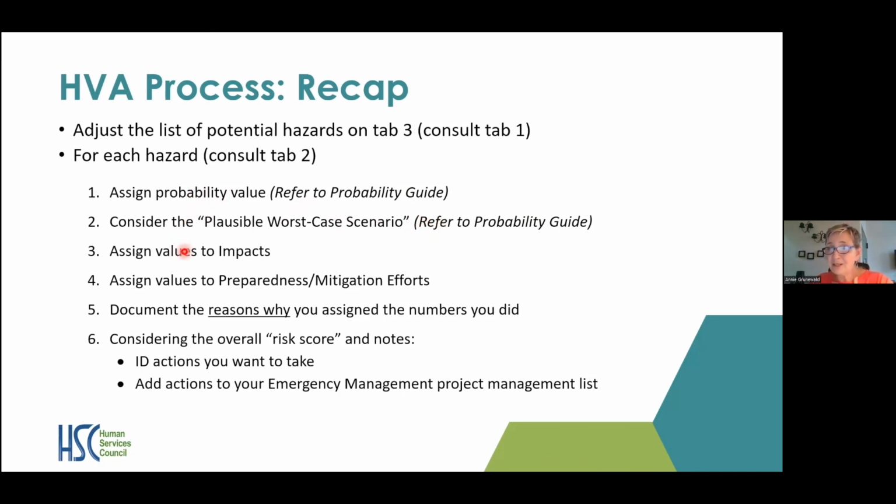Then based on your organization, you're going to assign values to the impacts: people, places, your things, your organization itself, and values on what you've done already to reduce your risk, all your preparedness and mitigation efforts. And most important, while you're doing the process, you're going to document the reasons why you assigned the numbers that you did. And then you're going to consider the overall risk and the notes that you've taken and identify actions you want to take and add them to whatever project management tool you use.